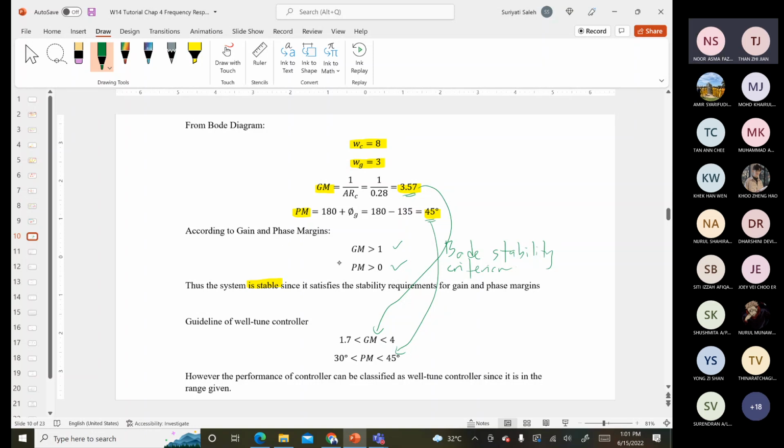The gain and phase margin requirement from before, GM greater than 1 and PM greater than 0, is based on the stability of the system. The guideline for a well-tuned controller must follow the following range. In some cases, you may have a stable system, but the controller is not good enough, so it will fall outside the range. So this is how you can determine the effectiveness of your controller and the suitability of your closed loop transfer function.